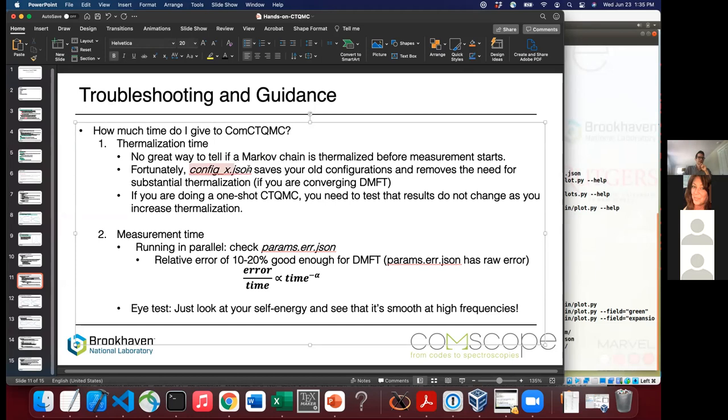These configuration files are going to save you a lot of thermalization time. So if you're doing DMFT, which will require a bunch of successive CTQMCs, probably you don't need much thermalization, just 1 to 5 minutes. And in my experience that's fine. By the end of the DMFT, it'll be well thermalized. Even if the first iteration isn't, it's not really going to cause problems.